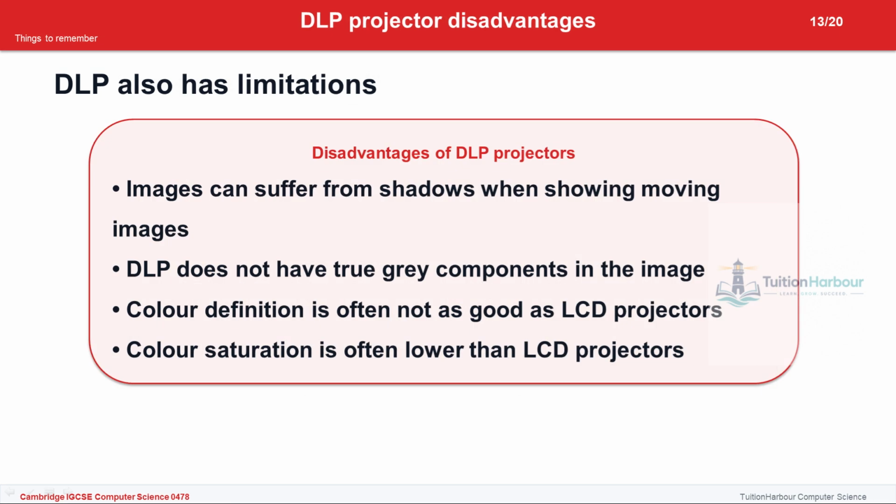DLP projector disadvantages. DLP images may show shadows during fast movement. The color definition and color saturation may be weaker than with LCD projectors. DLP projectors also create gray shades by rapidly switching mirrors rather than producing separate gray components.